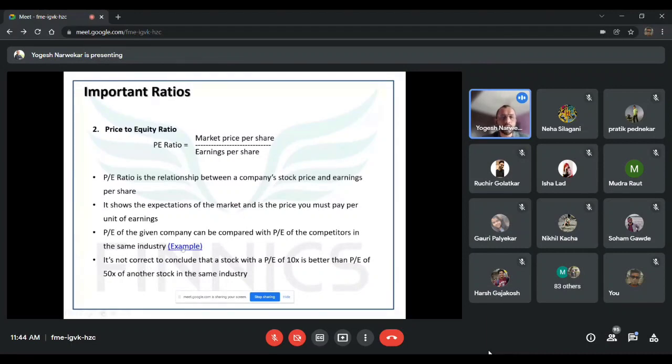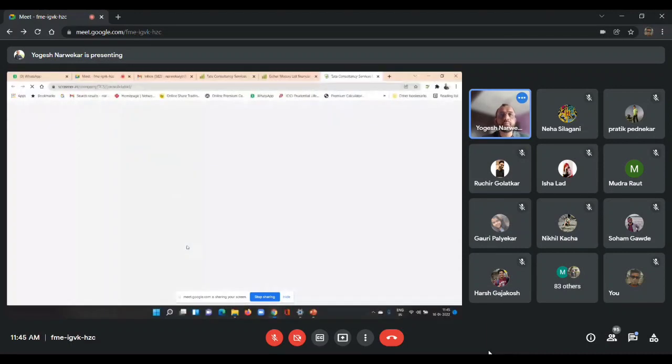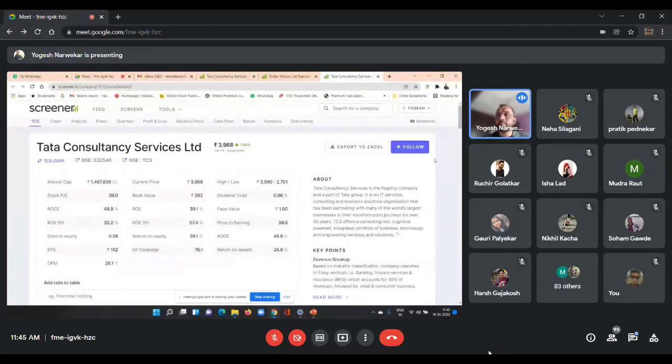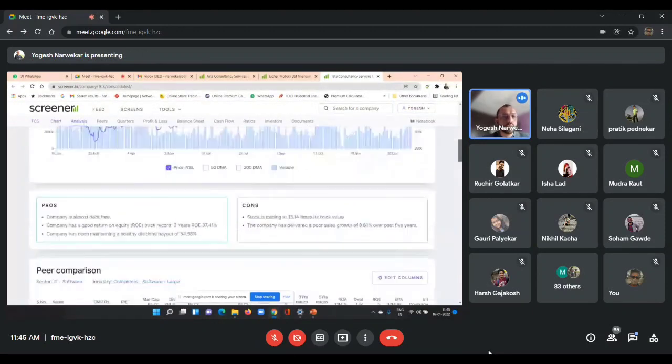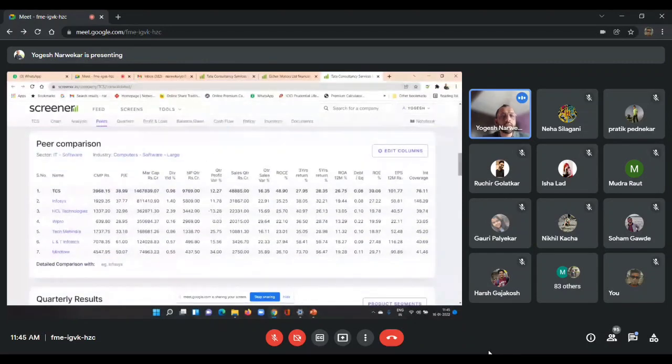I will show you the example. Again, we will go back to the software company example to compare the P/E ratios. We will show you the peer comparison. Here, if you see, the price to earning ratio of TCS is 38. In the same industry, Infosys is available at 37.